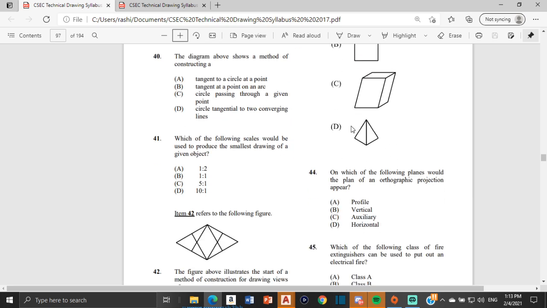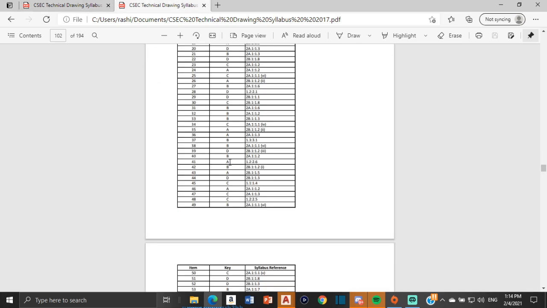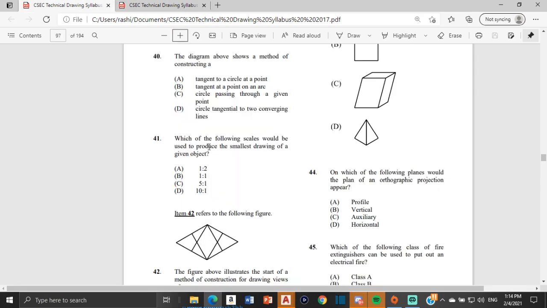Number 41. Which of the following scales would be used to produce the smallest drawing of a given object? Is it 1 to 2? Is it 1 to 1? Is it 5 to 1? Or is it 10 to 1? And the answer would be 1 to 2, drawing it half the size. Number 41, yeah, A. 1 to 2, drawing it half the size. 1 to 1 is the exact size, and 5 to 1 and 10 to 1 is actually bigger than the actual figure. So yeah.